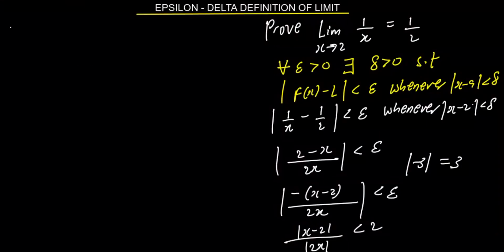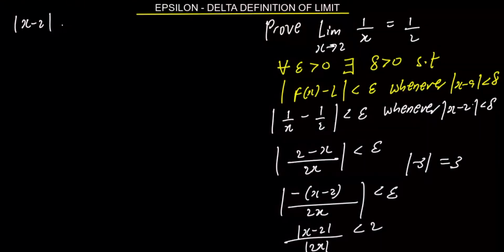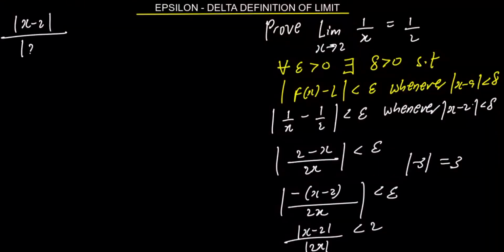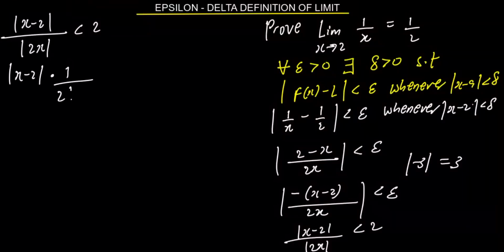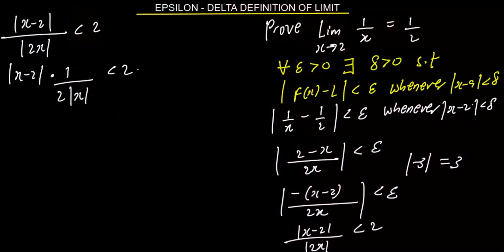Okay, let me write it here. Absolute value of x minus 2 over absolute value of 2x, then less than 2. Now, when you are faced with this type, let me write this way: 2 absolute value of x less than 2. Now, what will I do from here? We already know that this one here is less than delta. But this one, what is it less than? We don't know. How can we find what this is less than?